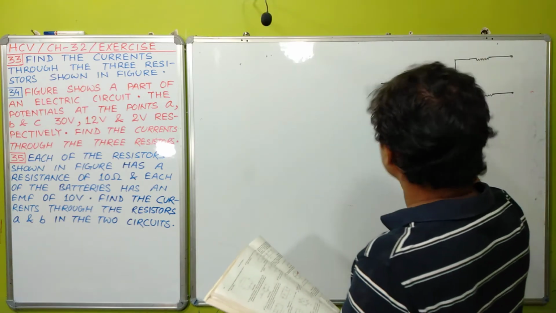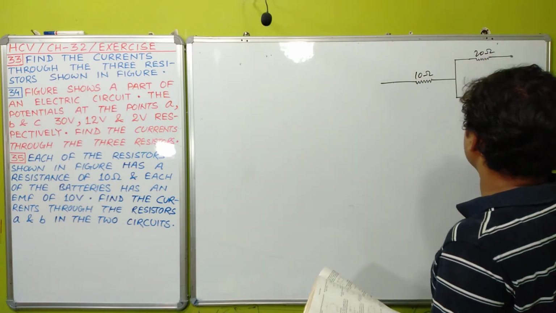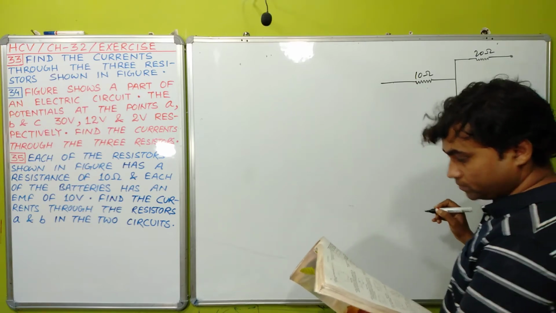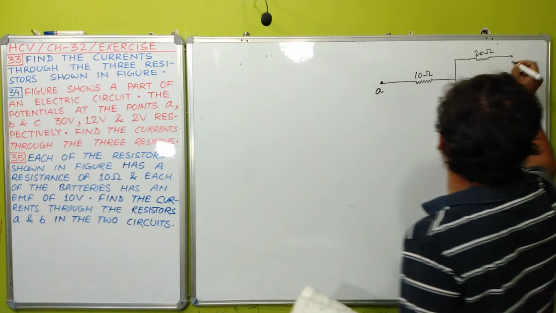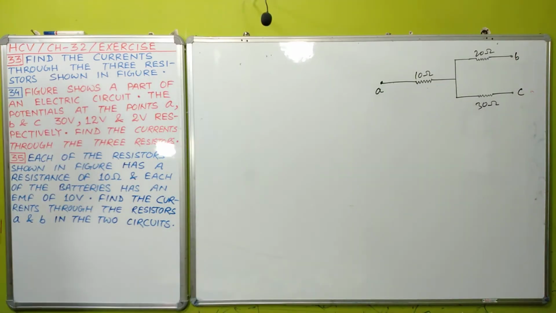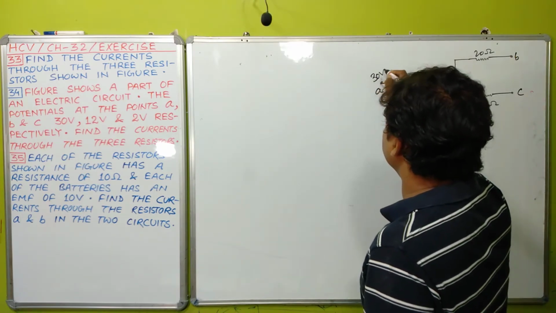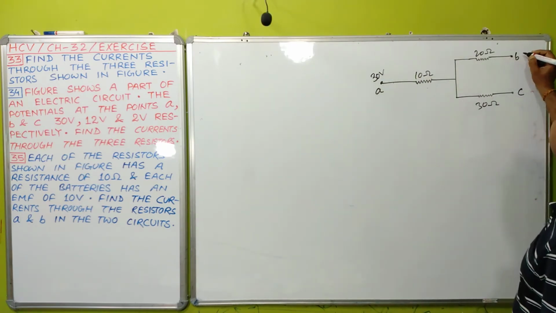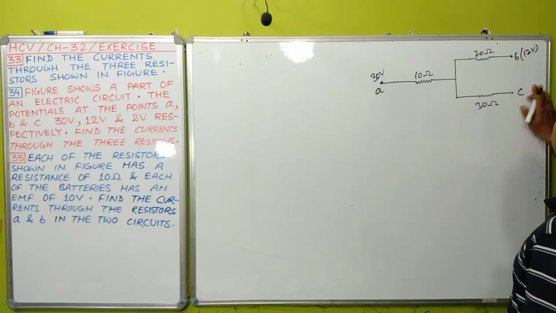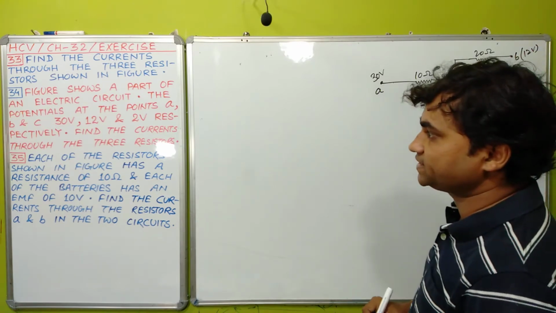The values of all three resistances have been given: 10 ohm, 20 ohm, and 30 ohm, and these are points A, B, C. The question is: the figure shows a part of an electric circuit. The potentials at the points A, B and C are 30 volt, 12 volt and 2 volt respectively. The potential of point A is 30 volt, of point B is 12 volt, and of point C is 2 volt. Find the currents through the three resistors.